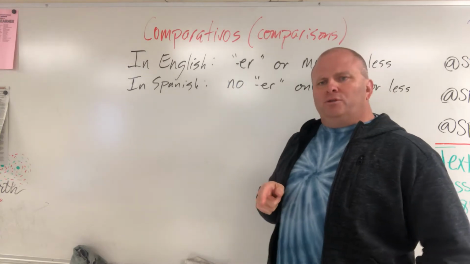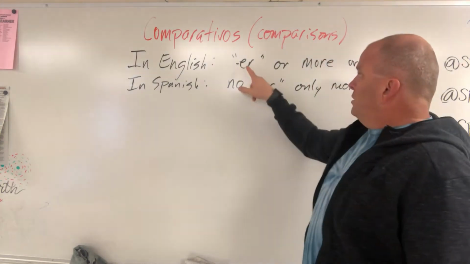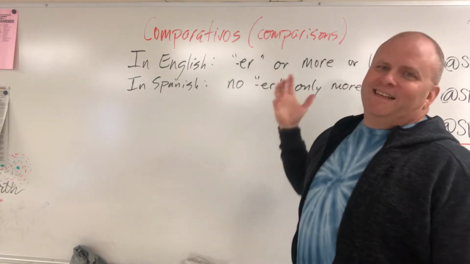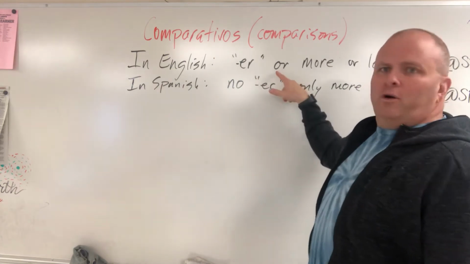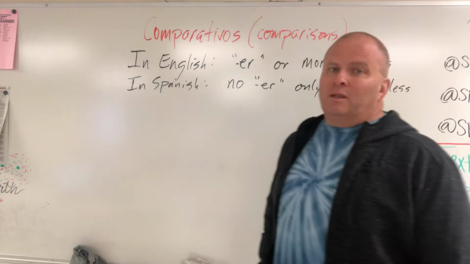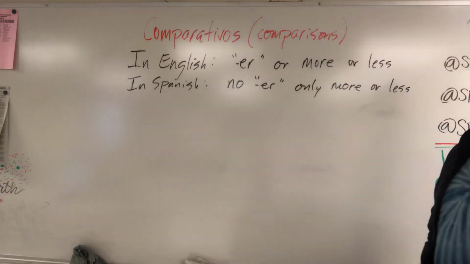In English, it depends on the word. If it's a small word, we add ER to it, like taller, richer, better. Or we use more or less for longer words, like more intelligent or less intelligent. Okay? So I'll back out of the way so you can see the whole thing there.